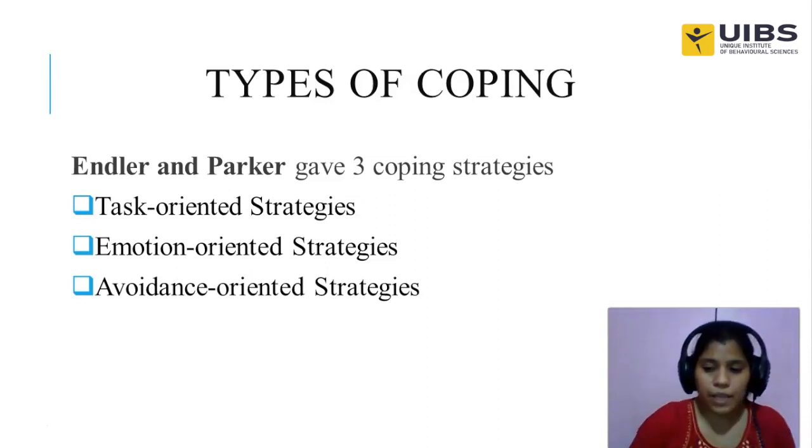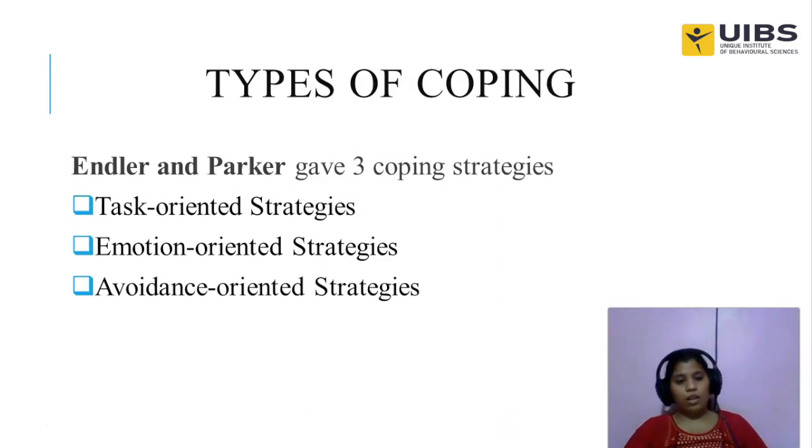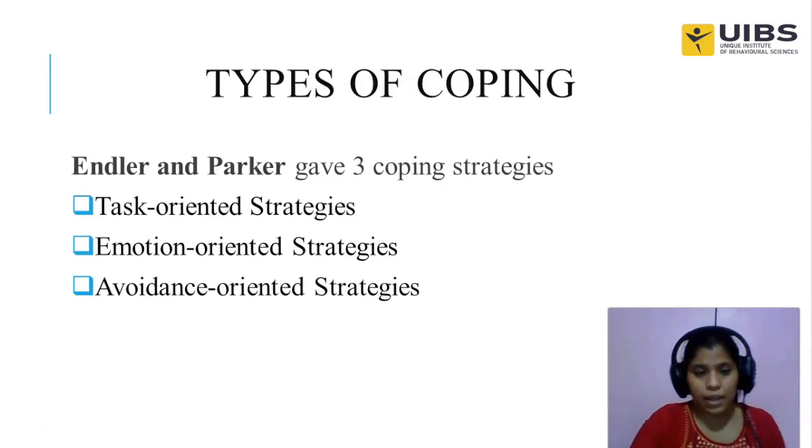Emotion-oriented strategy means when we use emotion to cope with the stressful situation. The emotion means we may cry, we may show anger, we may show frustration to deal with the stressful situation. And avoidance-oriented strategy means when we avoid the situation at all. We do something else to distract our mind and to cope with the situation, and we completely avoid the negative or stressful situation. So these are the three kinds of coping strategy given by Endler and Parker.